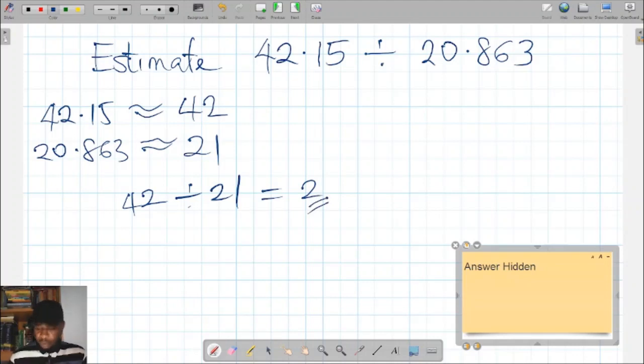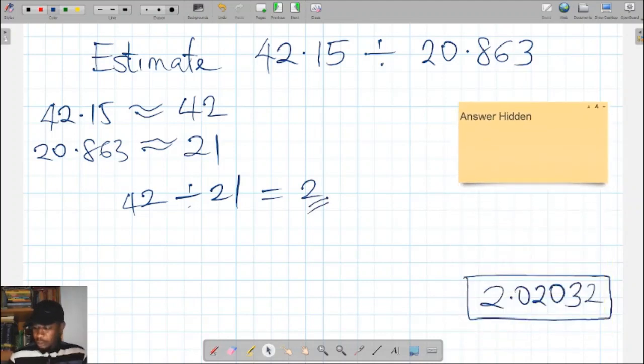So let's see what the real answer would be. Wow, the real answer is 2.02032, and that is actually very close to 2. In fact, 2 is an approximate value for this answer. So we're very, very close to the right answer. 2 is a good estimate.